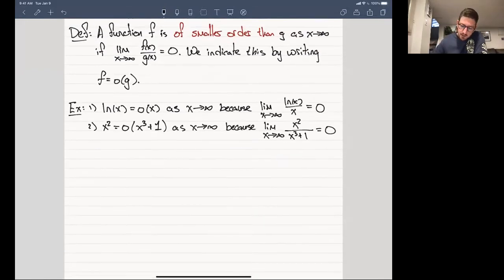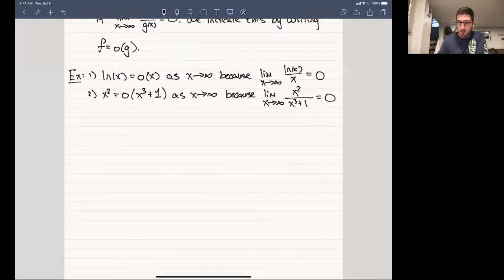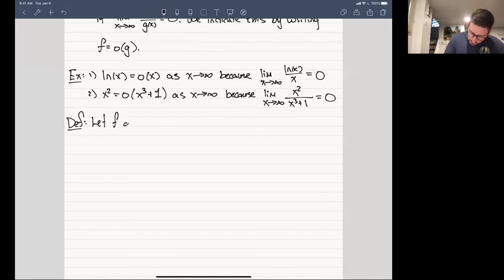Okay, so this allows us to talk about the two cases where you have growth that is faster or slower between two functions. Then what happens if you have growth that is equal to the growth of another function? Let's look at a definition again. Okay, so let f and g be positive for sufficiently large x.